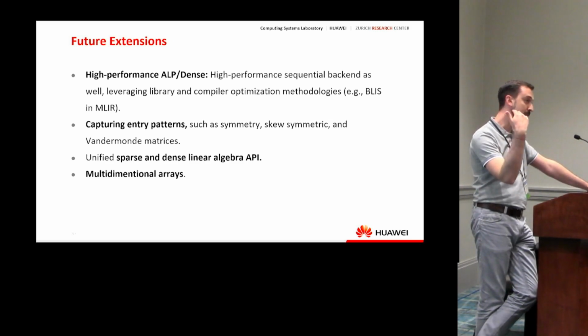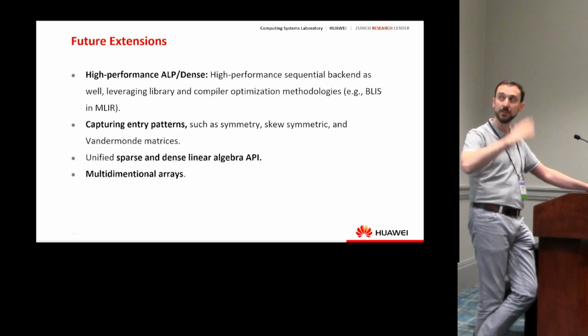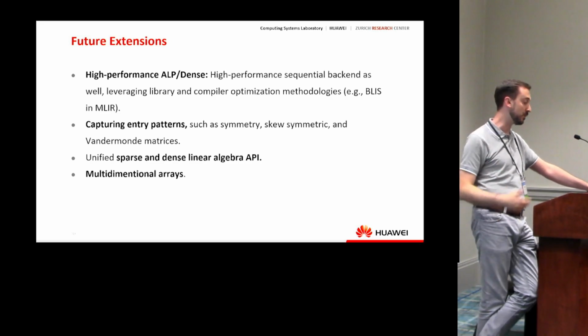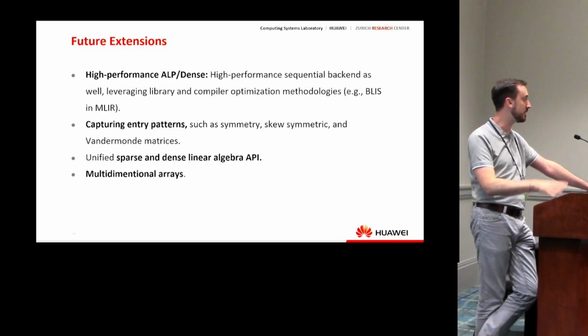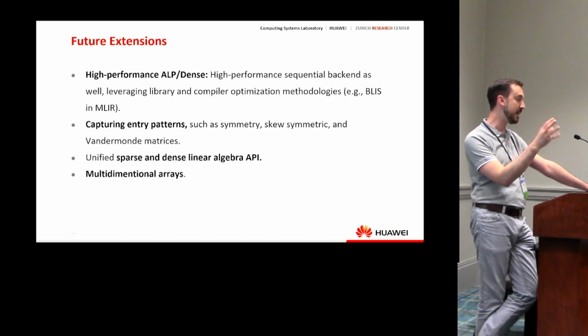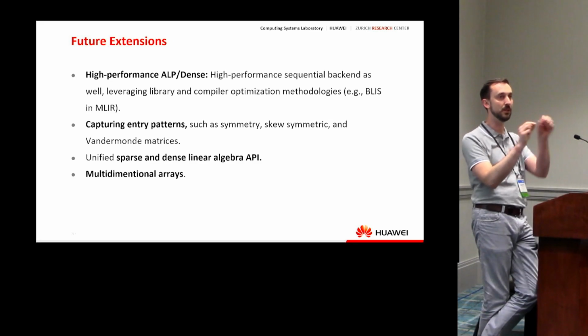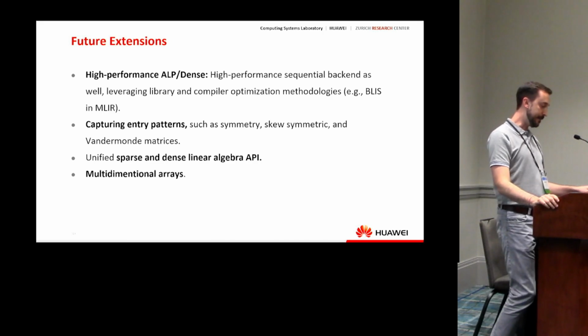Capturing also entry patterns. Here I was focusing on non-zero patterns, but there are also important entry patterns that could be captured by maps. For example, symmetry, different forms of symmetries, or maybe even particular matrices like Vandermonde matrices, which could minimize or optimize the space and the storage that you use, just because of the mathematical property of the relationship between entries in the matrix.